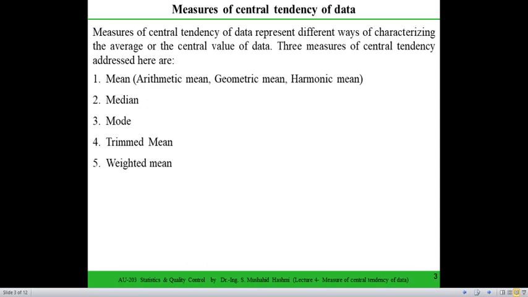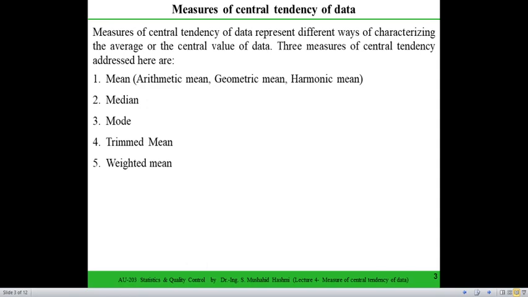Where the mean is actually lying, and mean is the term which, whenever we use it, most of the time we mean arithmetic mean, but mean could be a geometric mean, it could be a harmonic mean. So mean is one of the measures of the central tendency of the data. And arithmetic mean is one of them. Median is another measure of central tendency. Mode is another measure of central tendency.